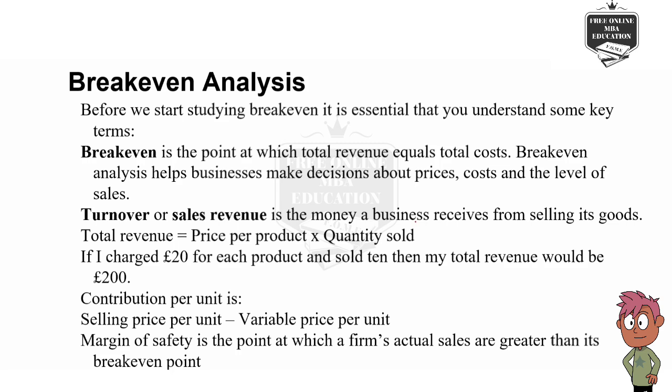Okay. Now, turnover or the sales revenue. It is the money the business receives from selling the goods. So obviously when businesses sell something, they receive money from it, and this is known as your sales revenue or turnover. Now, total revenue is the price per product multiplied by the quantity sold.